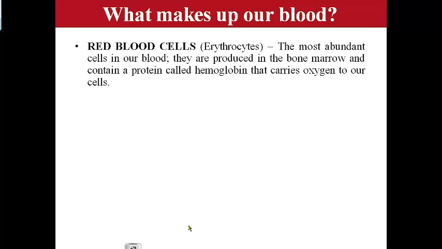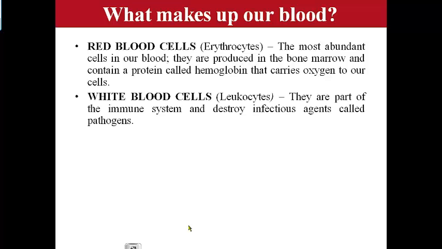And your red blood cells contain a protein called hemoglobin, and we talked about that earlier. Hemoglobin actually carries oxygen throughout your body through the blood. And you have white blood cells. They're called leukocytes. They're part of the immune system, and they are the blood cells that will attack and fight infections and viruses and try to keep you healthy.